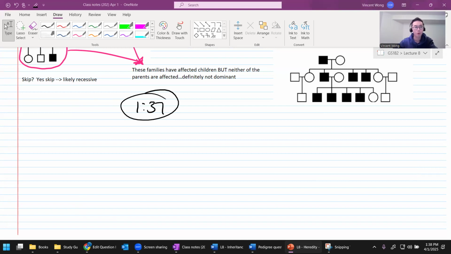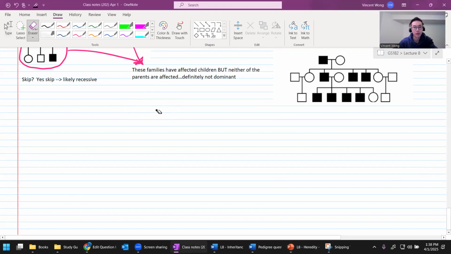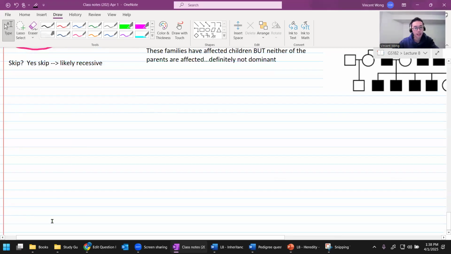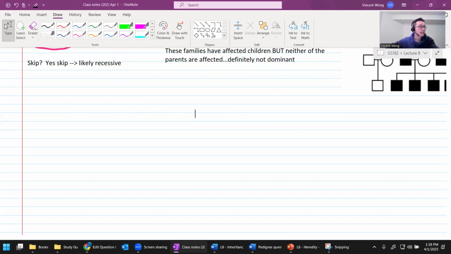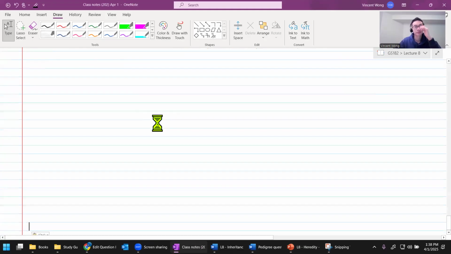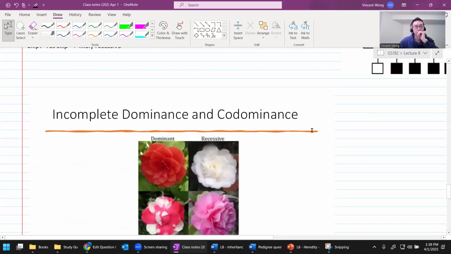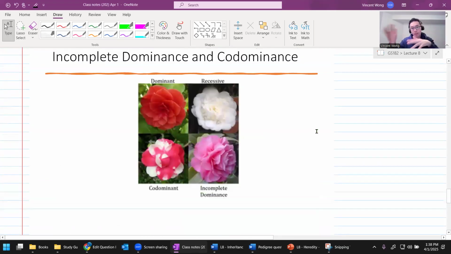There's just one more new thing that you need to know for lecture 8, and it is incomplete dominance versus codominance. All right, I'm just gonna copy the slides over here. Just 3 more slides. There we go. All right. So everything we've done so far is dominant versus recessive, where the dominant allele will cover up the recessive one and it will show up in a heterozygous condition. But it's not always like this.